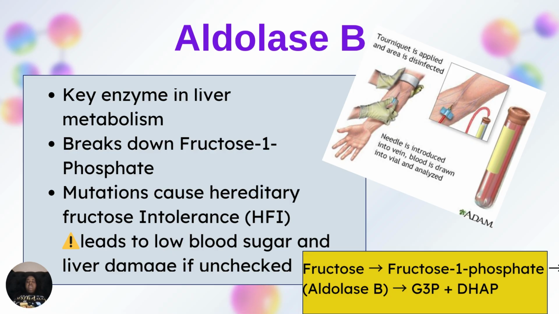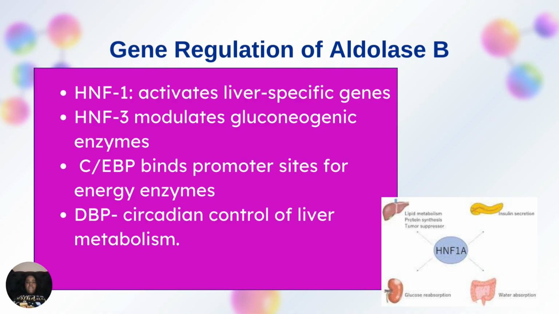So, if Aldolase B is not doing its job, how does that affect blood glucose levels? Now, let's see how the body controls when to make more Aldolase B through gene regulation. So, gene regulation of Aldolase B. The expression of Aldolase B in the liver is not random. It is tightly regulated by special proteins called transcription factors.